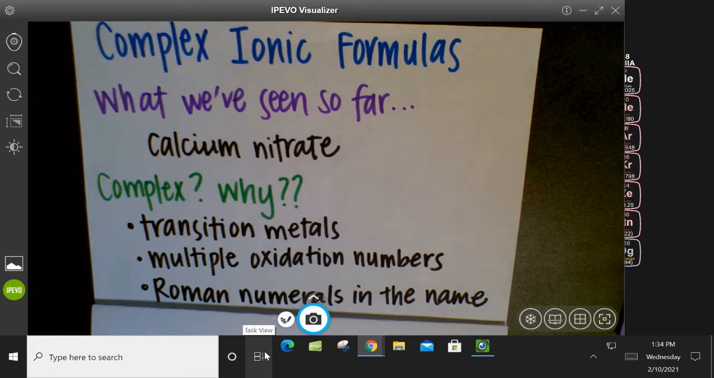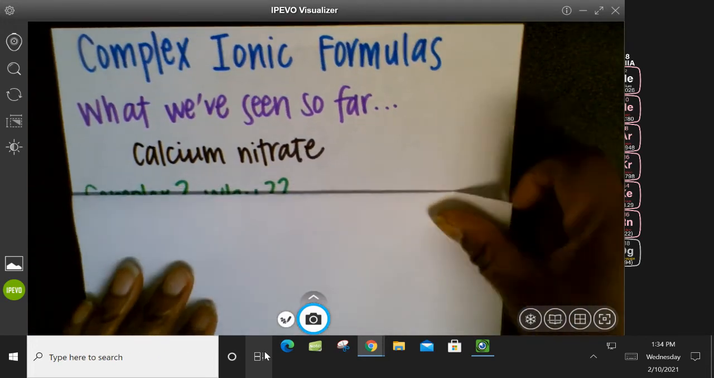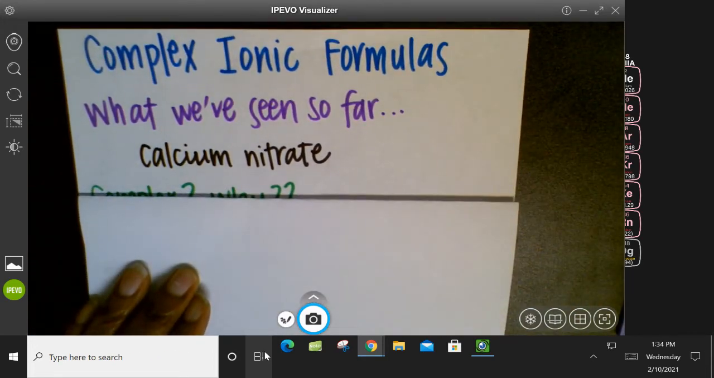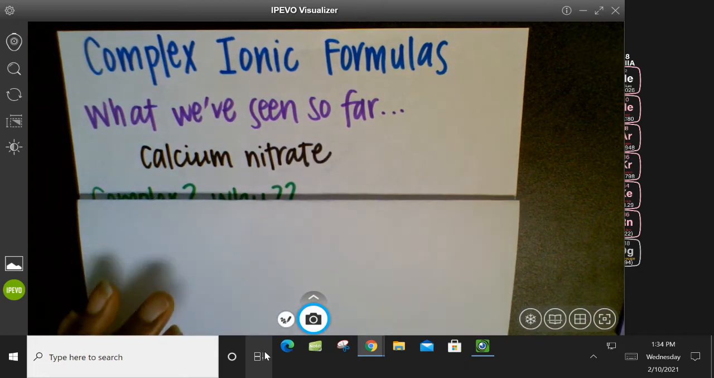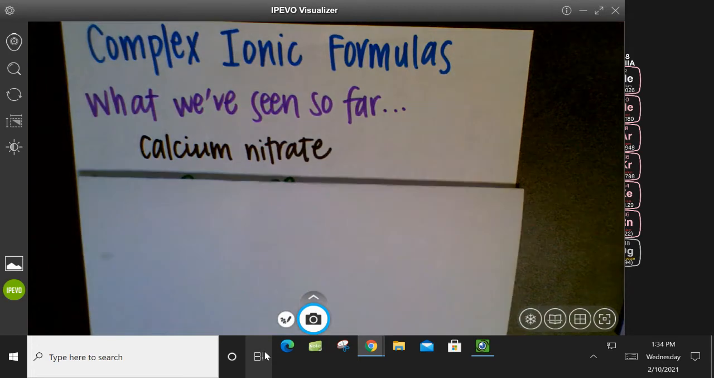All right, so we just finished looking at simple ionic formulas, and now we're going to look at complex ionic formulas. And I want to show you how complex differs from your simple ionic formula. So let's look at this. All right, and you probably need to write this down as notes.